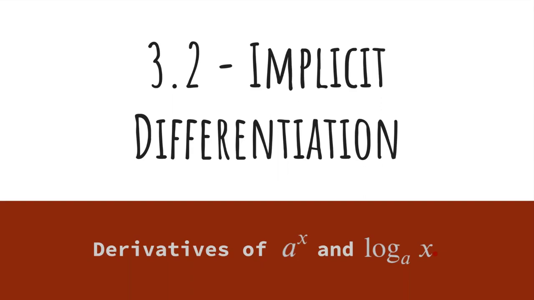Hello, Mr. Betts here. We're going to take a look at how we can use implicit differentiation to take the derivatives of one last category of functions, and that's going to be exponential functions without the base e, so base other than e, some other constant, and logarithmic functions where the base is not e, so log of some other number like, say, base 10.